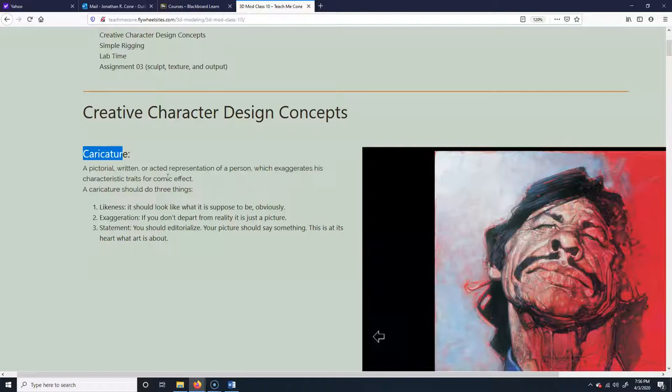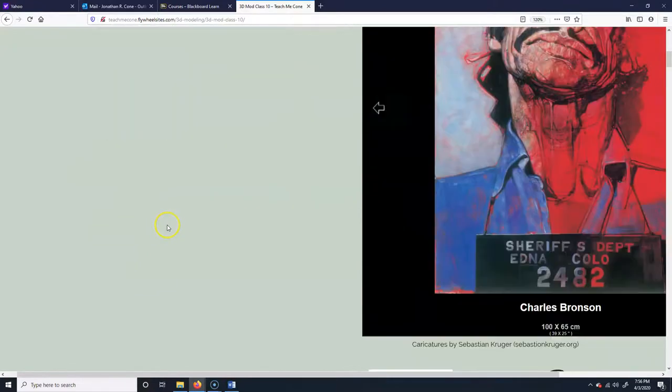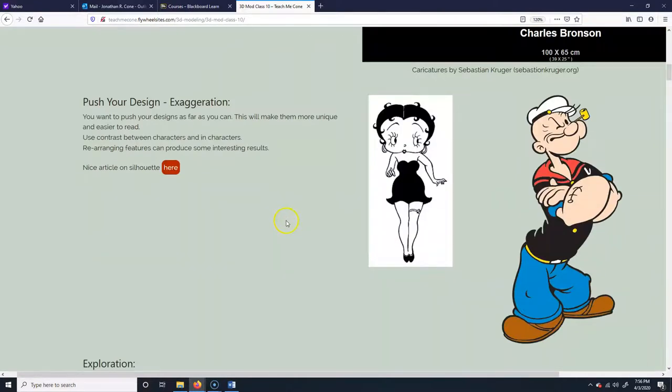Anything we can think of, we can create, okay? And most good design is going to use caricature, okay? Caricature for the most part means basically exaggeration, okay? So you want to push your designs as far as you can. What you don't want to do is not have that.